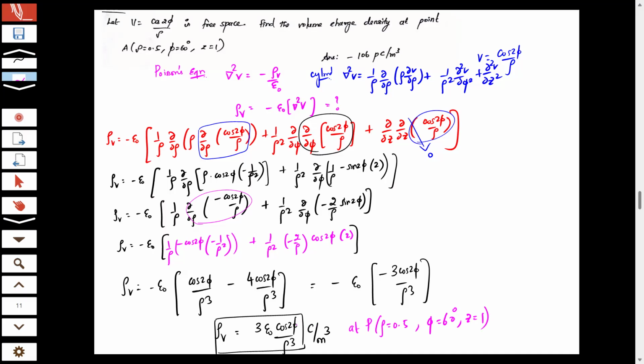So if you substitute the corresponding values of rho and phi in this, you'll get the answer for rho V. You can do the substitution by yourself, and I'm just giving the answer for you to verify. You can substitute and get this answer, which is 106.157 picocoulomb per meter cube. Pico indicates 10 power minus 12. I hope you can write that. So this is the answer.